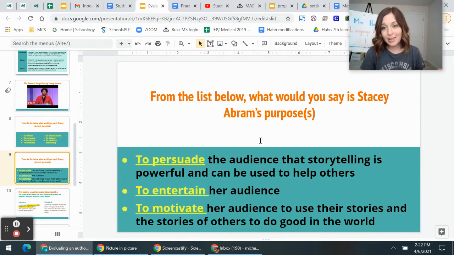And third, really, I think to motivate. She called on the audience to use their stories to do good things. So she was motivating her audience to use their stories or the stories of other people to do good in the world. So she was persuasive. She was entertaining. She was motivating.